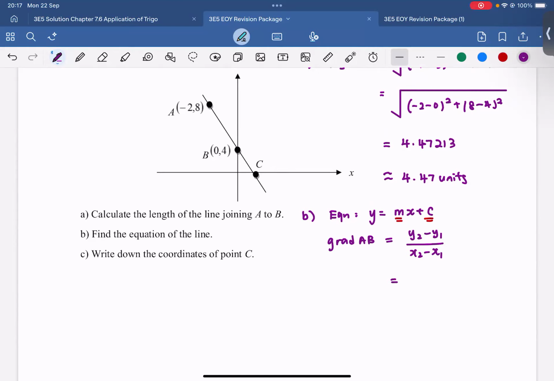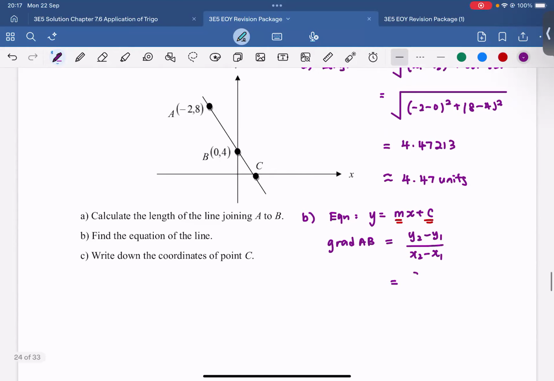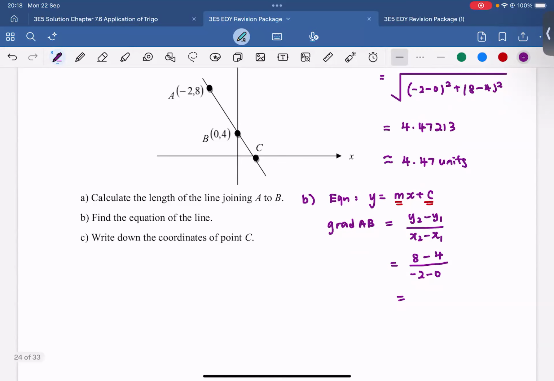Okay, so this one very important. If you start with A, then you have to start with A. So for example, if I put 8 here, then this I have to put minus 2. Then this one for B, I put 4 here, I have to put 0 here. So the gradient is 4 divided by negative 2. Negative. Check that it is correct.